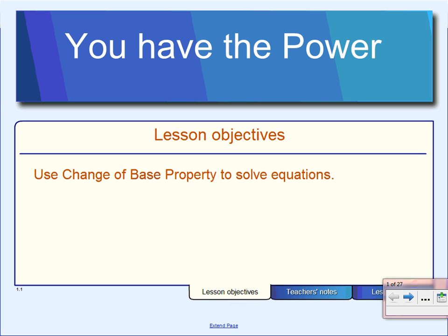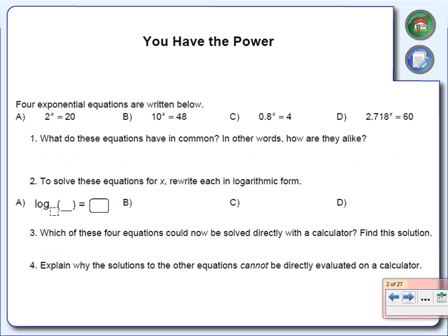As you can see, it does say that we're going to be looking at solving equations using something called the change of base property, and we'll talk about what that property is in a little while. But before we do that, if you look at the top of your paper, you'll notice that they give us 4 different exponential equations. The question is, what do all 4 of these have in common? Do you notice anything about those?